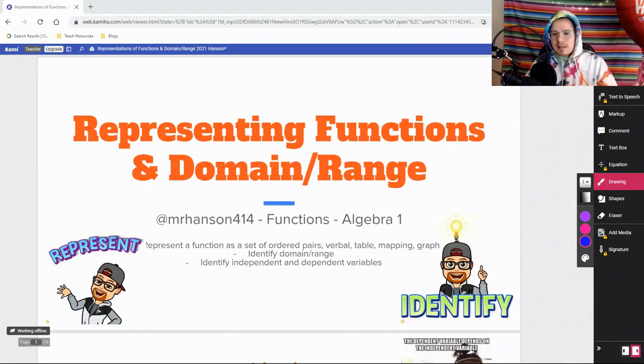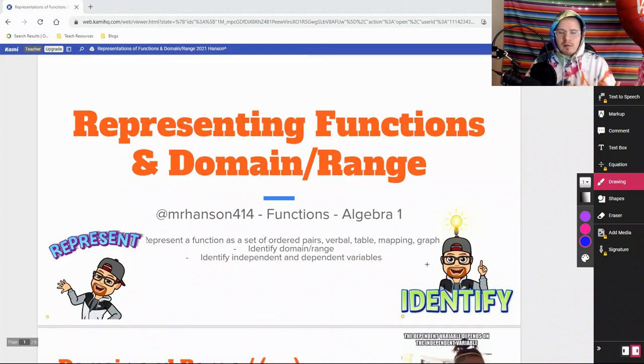a set of ordered pairs, verbal, table, mapping, graph. A bunch of different ways to represent your functions or a relation. Identify domain and range. Identify independent and dependent variables. So at the end of this video, hopefully you know how to do all those things. Definitely take some notes on those things specifically. So represent, identify, that's our big theme.